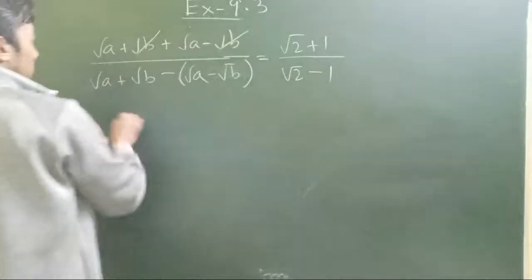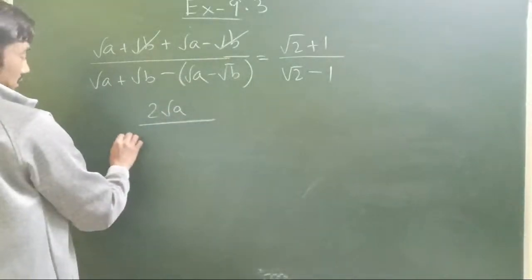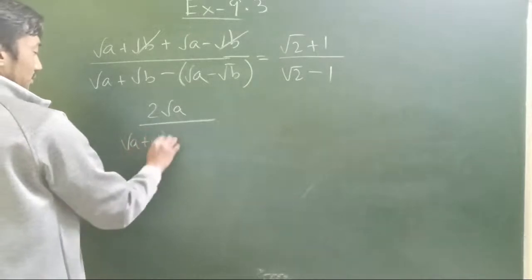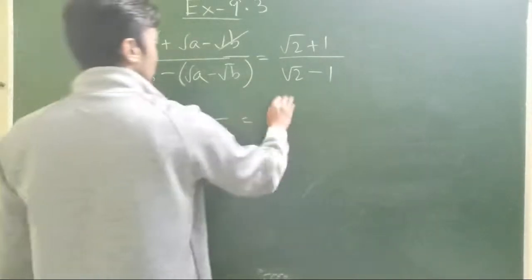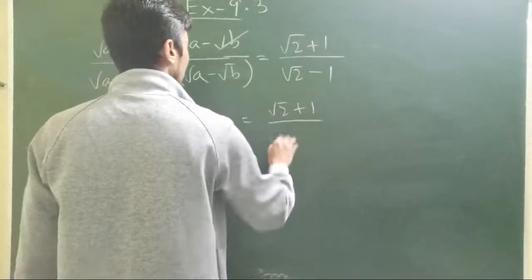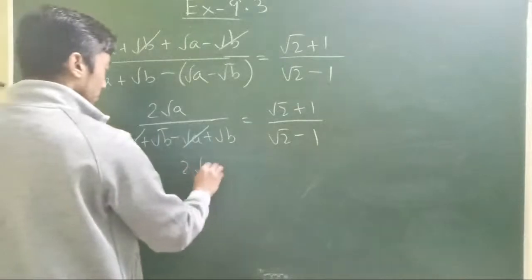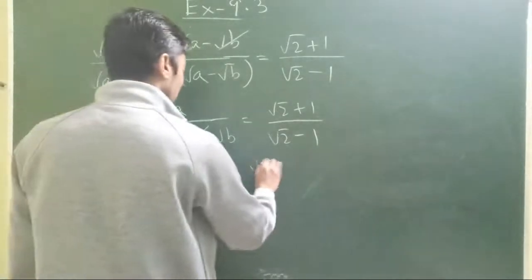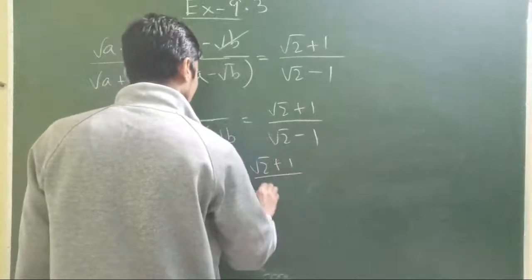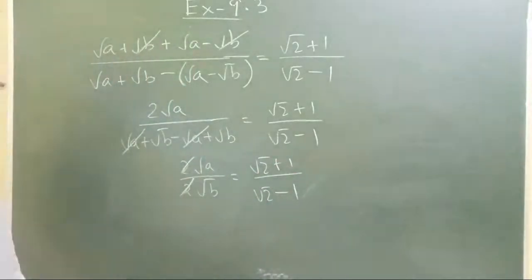So 2 root of a divided by root of a plus root of b minus root of a plus root of b is equal to root of 2 plus 1 root of 2 minus 1. So we have 2 root of a, 2 root of b is equal to root of 2 plus 1 root of 2 minus 1. Now 2 cancels.